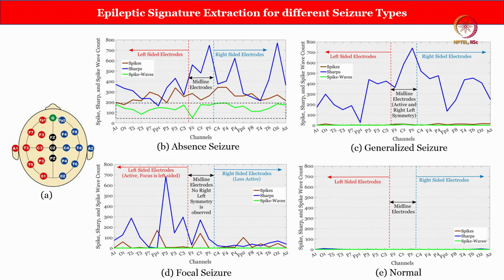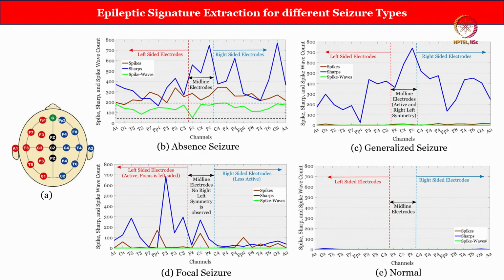Now, another thing that we observe is that if it is a focal seizure, then sharps and spike waves will not be absent. Sharps and spikes will be there, and that too predominantly on the left side or the right side, not uniformly distributed like in the case of the generalized seizure. So, based on that and based on the number of counts, we can say that it is a focal seizure.